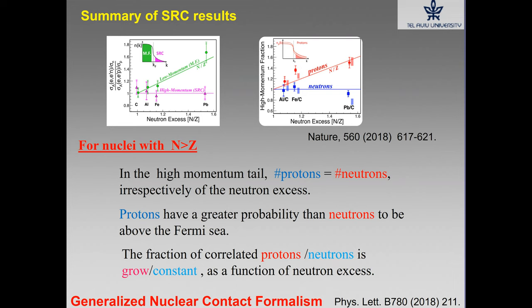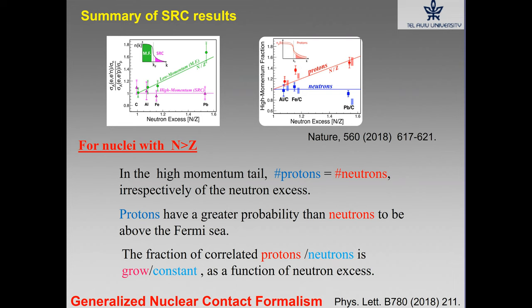And if you add more nucleons, for example, you look at the ratio of probability of a proton to be here versus here and a neutron to be here versus here, then as you increase the nucleons and put in more protons and neutrons, the neutrons are saturated. They cannot find more partners, so they don't get more above the Fermi sea level, and they don't get more pairs produced. But the number of protons increases.